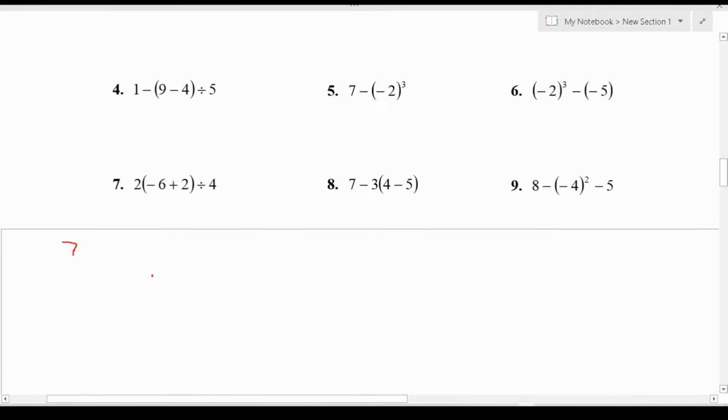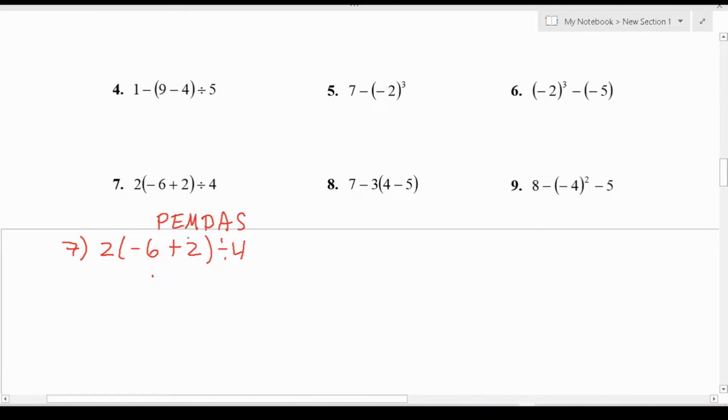Let's start 7 simply by copying it down. Again, you don't want to get a question wrong on the ASVAB because you copied it down incorrectly, which does happen. So 7 is 2 times parentheses -6 plus 2 divided by 4.